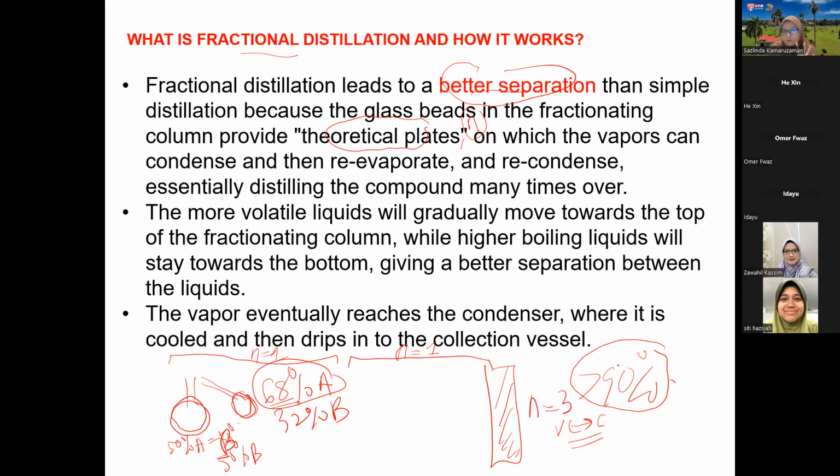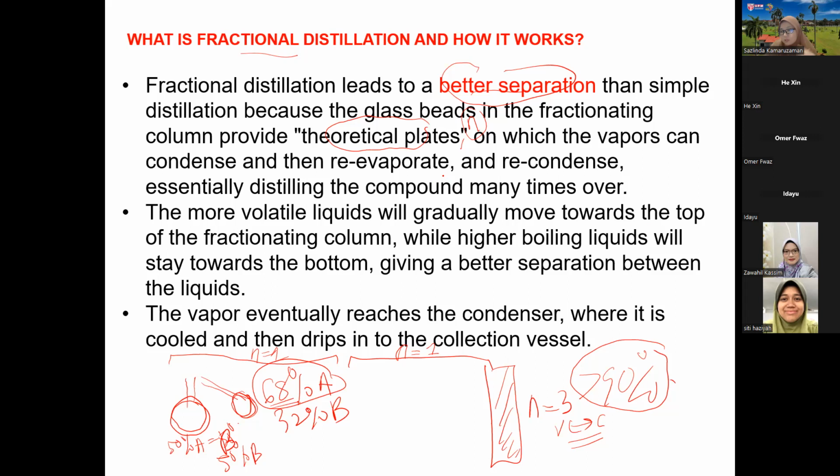So for example, if you have a theoretical plate equal to 3, you know that 3 cycles happen in the column, which is equal to 3 simple distillations. In other words, instead of doing 3 simple distillations, why not use fractional distillation directly, right? This is why we can get better separation directly from fractional distillation.